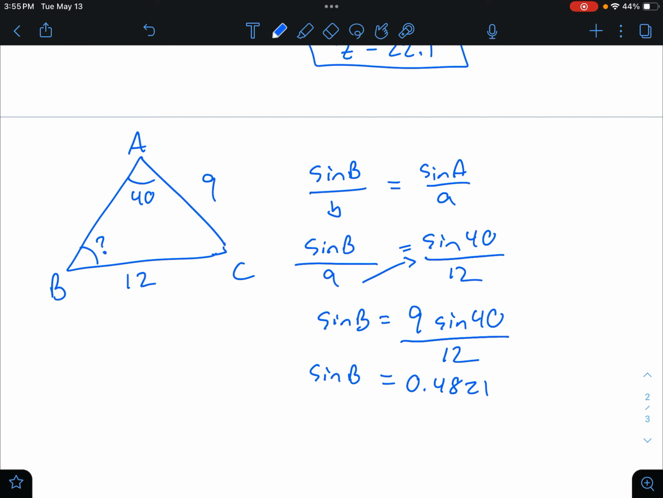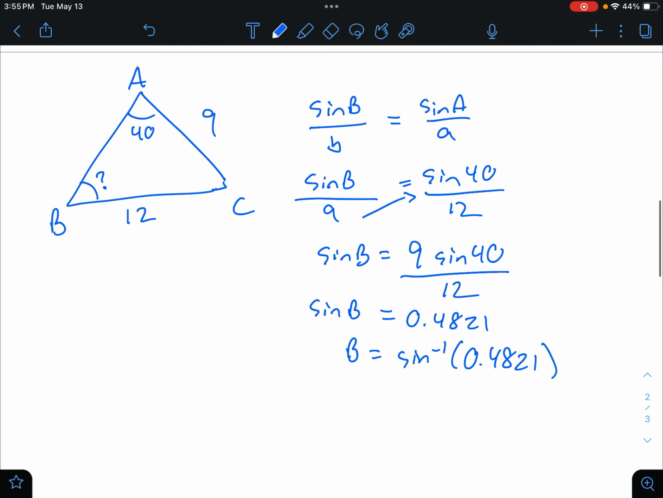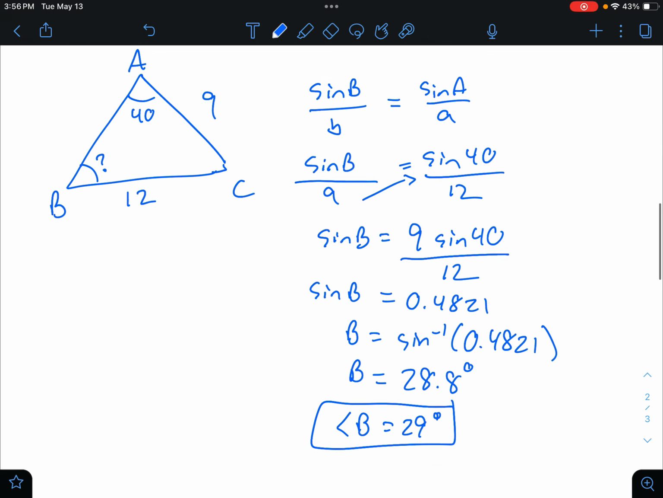And then I like to round at the very end. So your next step now is to turn this decimal and actually figure out what the angle is. The way we do that is we use the second sine, or the sine inverse of this decimal. That will give us the degrees. So when we do that, you're going to get 28.8 degrees. A lot of times with degrees, you round to the nearest whole number. So I would probably say that angle B is going to be 29 degrees. But it depends on the question, depends on the teacher, what they're expecting. But that's how you would do this question.